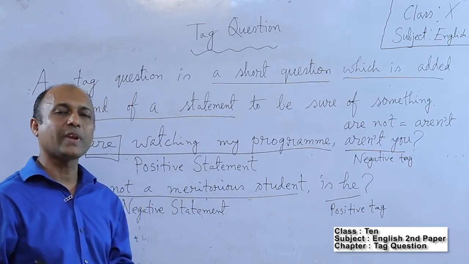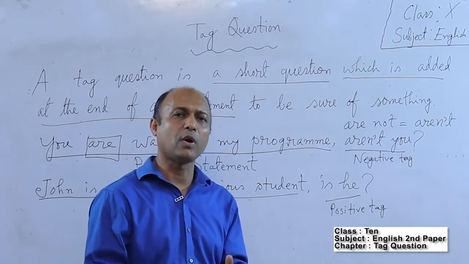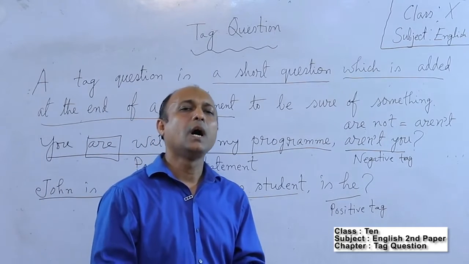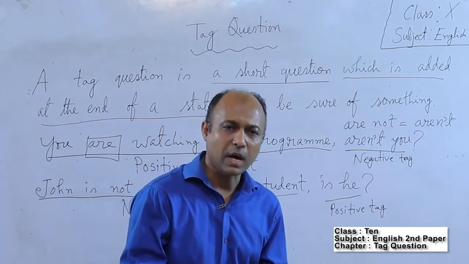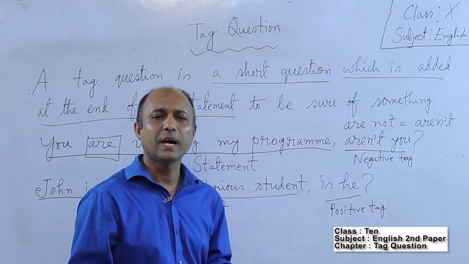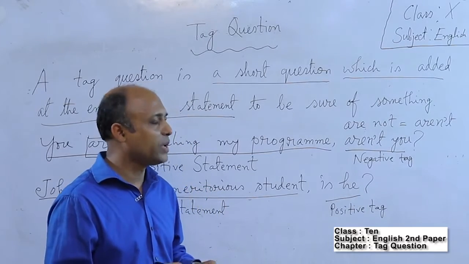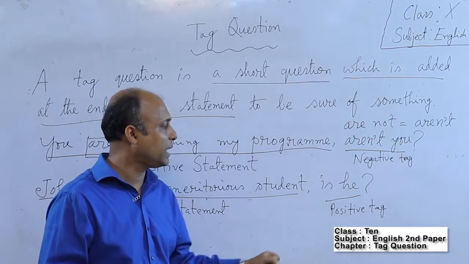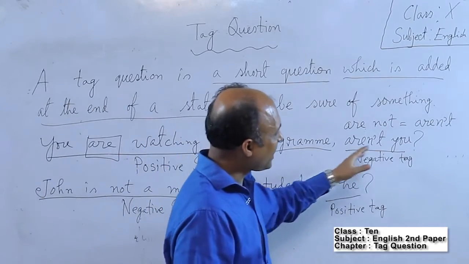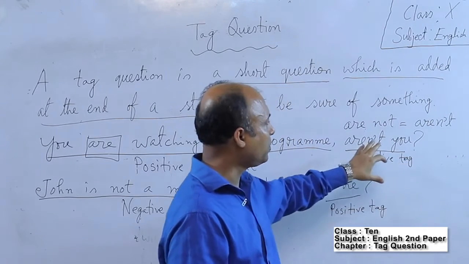As you are a student of class 10, you have already learned about the contraction forms. Is not, isn't; are not, aren't; was not, wasn't; were not, weren't; have not, haven't; has not, hasn't; should not, shouldn't. All these things you know, so I am not going to discuss that elaborately. Then you should know that at the end of the tag question you must put a question mark, otherwise it will be incorrect.